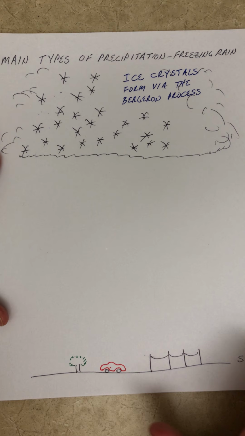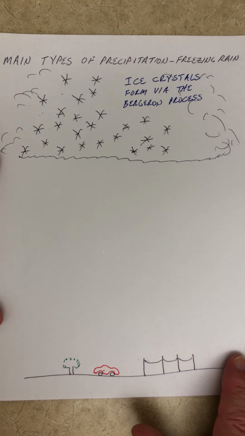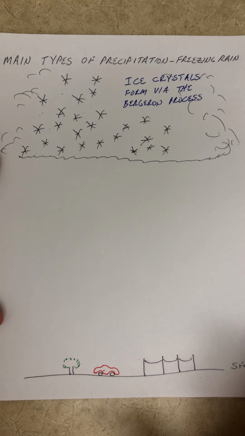Hi class, let's look at the fourth main type of precipitation, the worst type of precipitation ever invented, freezing rain. With freezing rain, we start off with a cloud that's made up of ice crystals. The ice crystals form via the Bergeron process, and these ice crystals will fall below the cloud base, and they will enter into a layer of air that is above the freezing level.